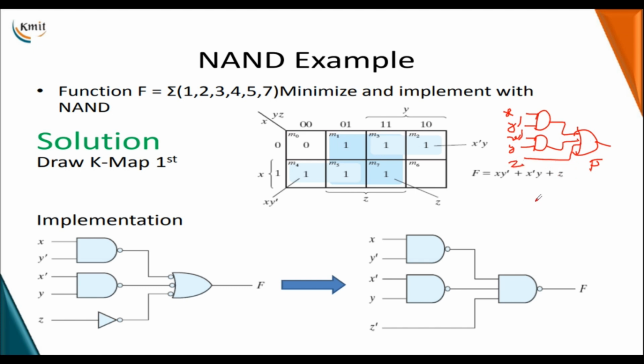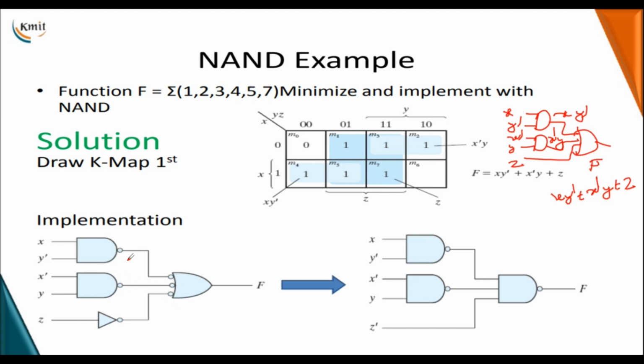So f is equal to: the first gate will give you xy bar, the second gate will give you x bar y. Next, the output of the OR will give you the summation of these product terms as xy bar plus x bar y plus z. Now, how to replace this with NAND: every output of your AND gates is bubbled and every input of your OR gate is bubbled.